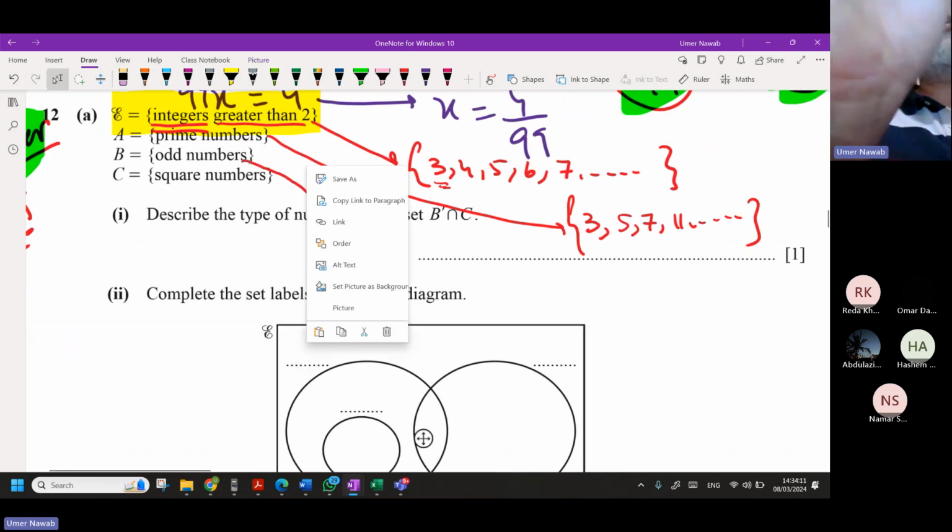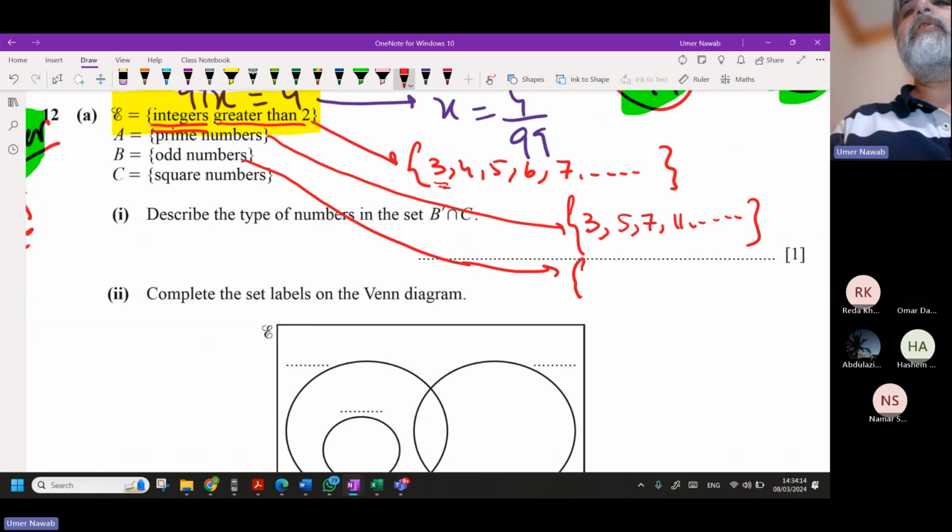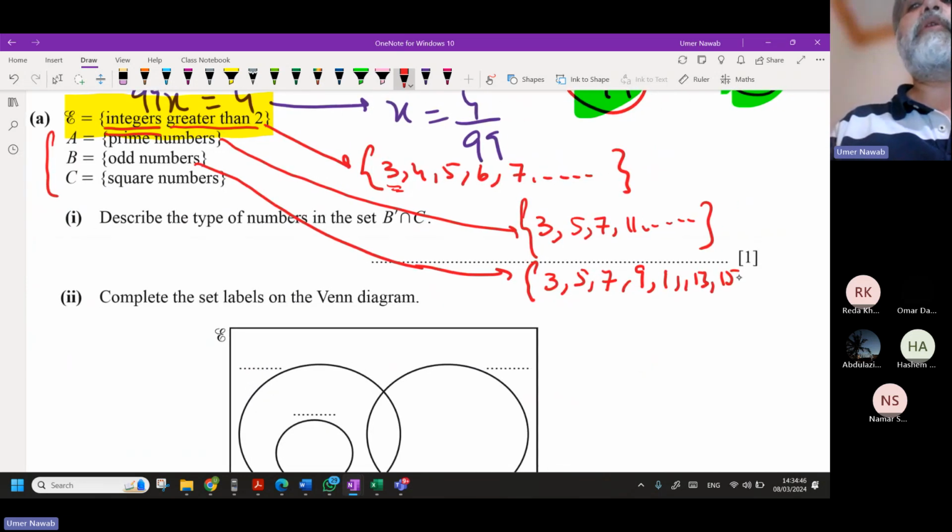Then he said odd numbers, guys. I know 1 is an odd number, but in the universal set, 1 is not included in the father set. And all of A, B, C are the subsets of the universal set. So I need to copy only those elements which are in the universal set. So Mr. Omar, you are writing the odd numbers, so start from 3, not from 1. So 3, 5, 7. Did you see? Now I'm going to write 9. 9 is not a prime number, but 9 is an odd number. Then 11, then 13, then 15. 15 is also not a prime number, but it is an odd number. And then you keep on moving forever.